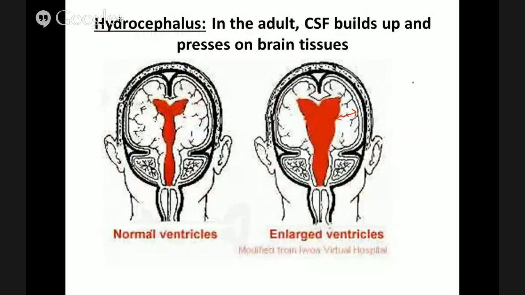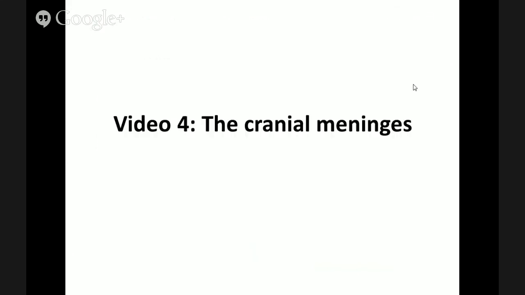But in both cases, it's not good news because it means something is blocking that circulation of CSF. And usually the blockage is some kind of tumor or cancer tumor forming inside the brain. So you probably need some kind of surgery to try and clear the blockage. So that's the end of our next video, which was all about the circulation of the cerebrospinal fluid.